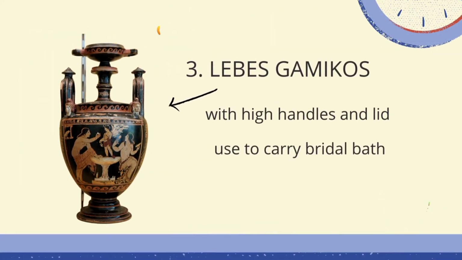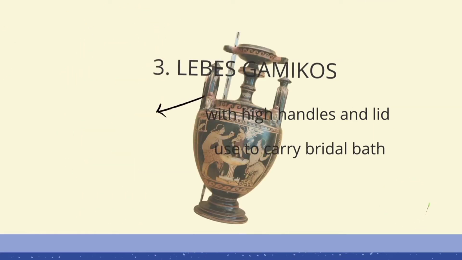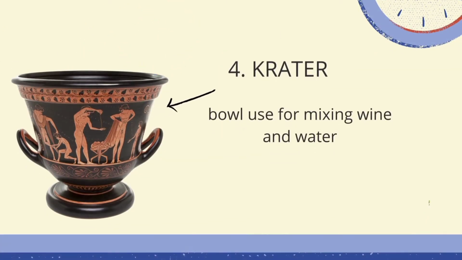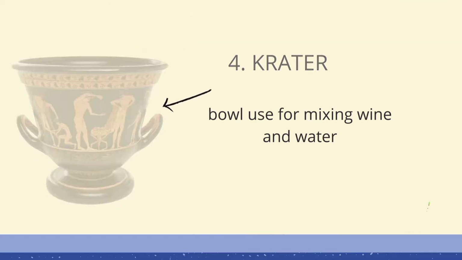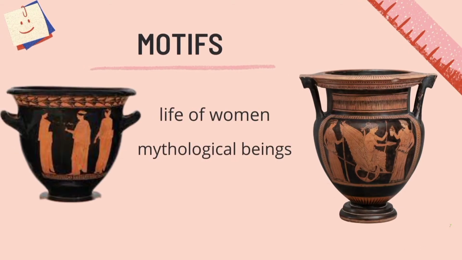Lebes gamikos, with high handles and lid, used to carry the bridal bath. Krater, or calyx krater, is a bowl used for mixing wine and water. The most common motifs were scenes from the life of women, and mythological beings that were popular among the people of the Black Sea, or scenes from a mythical story or event.